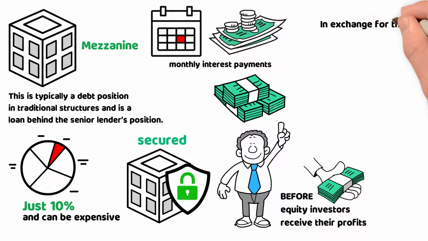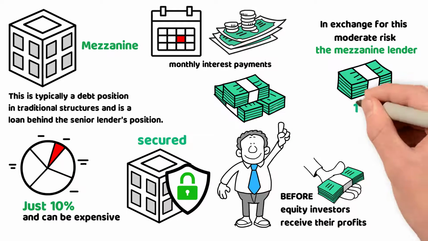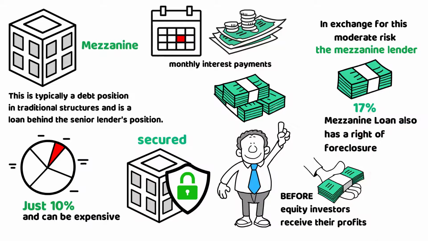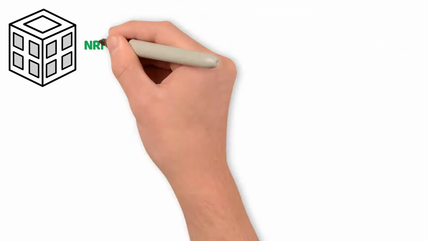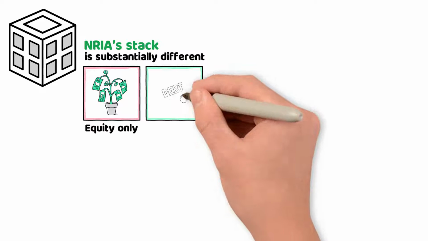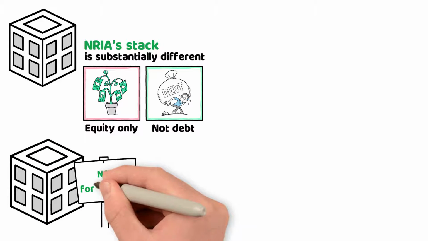In exchange for this moderate risk, the mezzanine lender typically receives an interest payment of 17%. A mezzanine loan also has a right of foreclosure. Here again, NRIA's stack is substantially different. NRIA uses mezzanine equity only, not debt. There is no second lender with a foreclosure right.